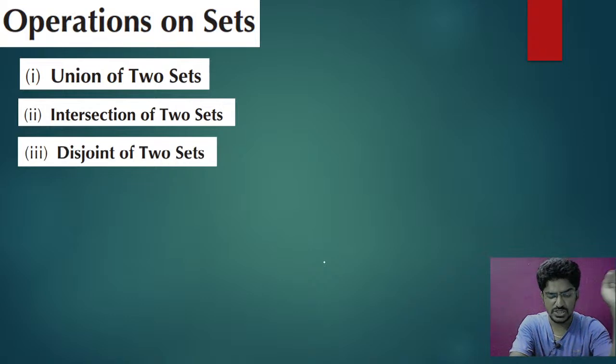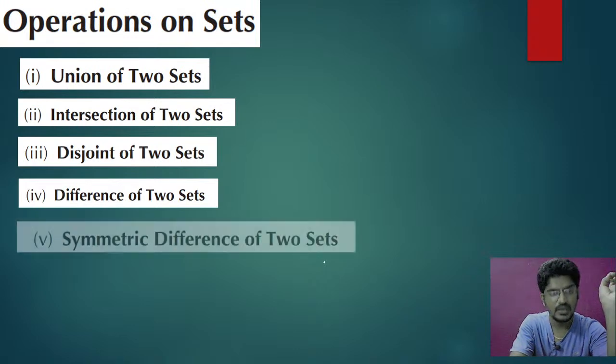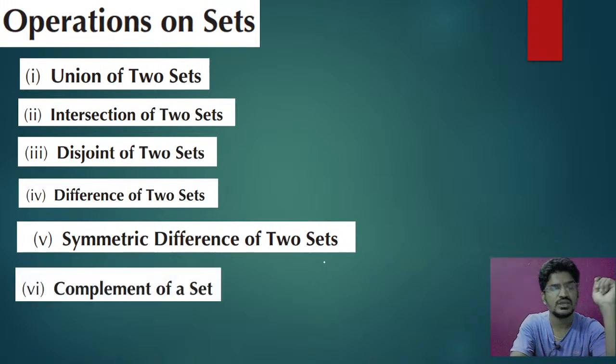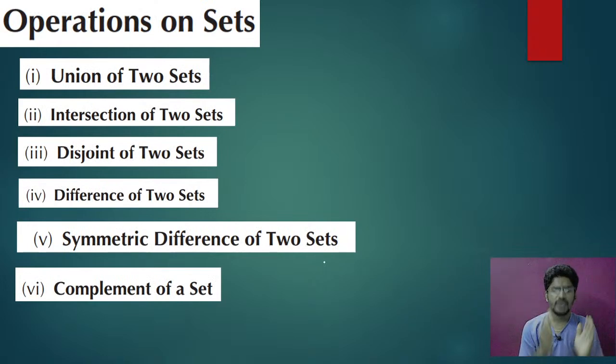Third one is disjoint of two sets. The fourth one is difference of two sets. Fifth one is symmetric difference of two sets. And sixth one is complement of a set. Okay, so we have 6 operations to discuss.